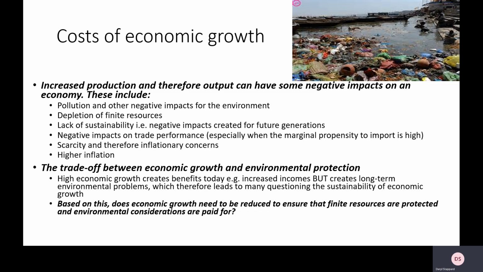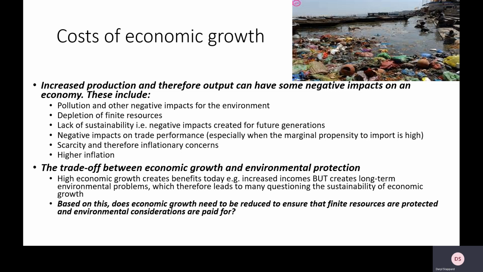You've got more people flying on aeroplanes, more factories churning out cars. That's more pollution, more depletion of non-renewable resources. So this could lead to negative impacts on future generations. So it might support better growth today, better living standards today, but this could ultimately mean horrific consequences for people in the future.